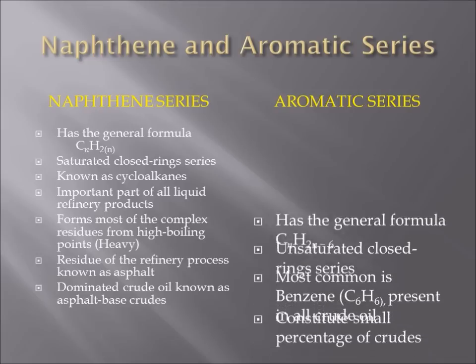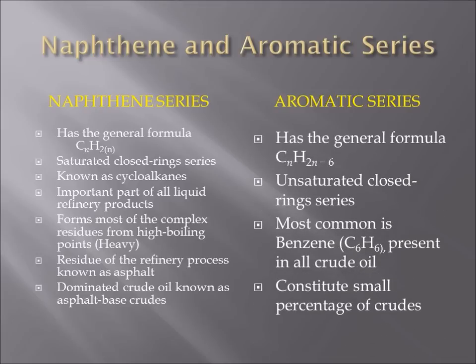The aromatics, on the other hand, have a general formula CnH2n-6. This is an unsaturated closed ring series, and the most common one is benzene, with the formula C6H6, and is present in all crude oil. Typically, the aromatic series constitutes a very small percentage of crudes.